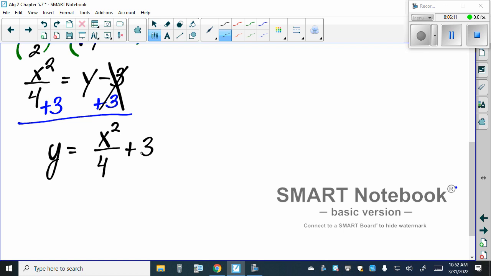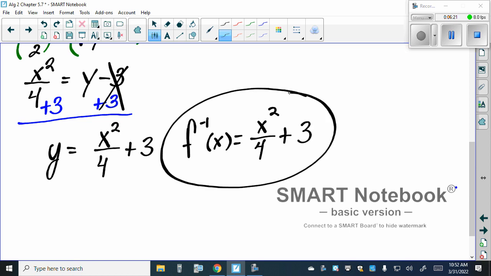That's just as nice. Which is telling us f inverse of x is x squared over 4 plus 3. And that right there is our inverse function. Any questions over this?